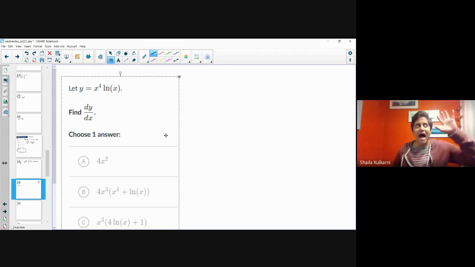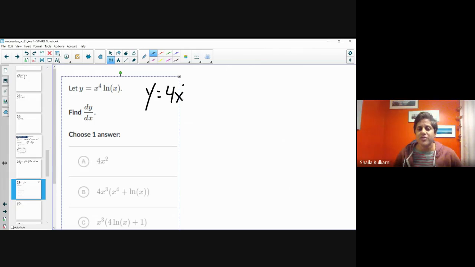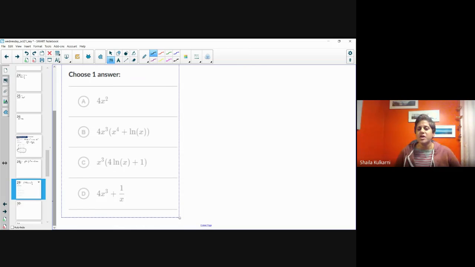Let's look at this next one. x to the fourth times natural log of x. What's our power rule? Take the derivative of the first function. Leave the second function the same. Plus, keep the first function the same. Take the derivative of the second function. We have ourselves a multiple choice, ladies and gentlemen. None of those choices are what I have on my paper.